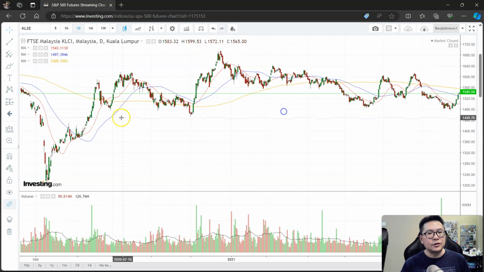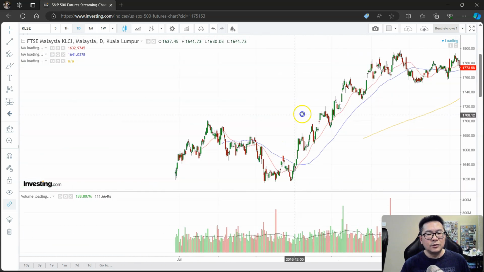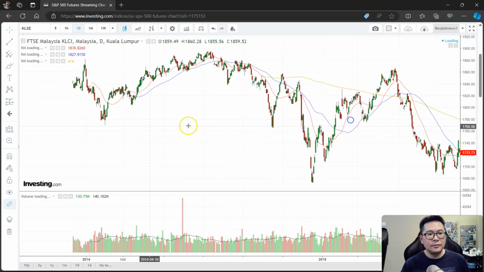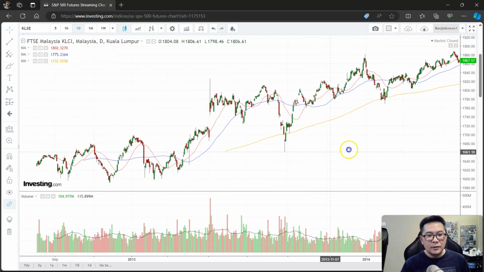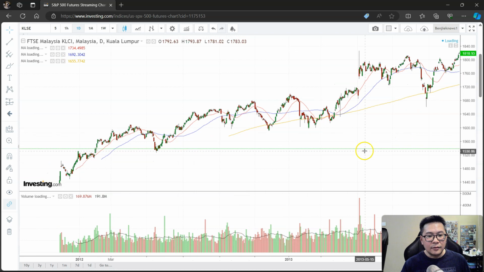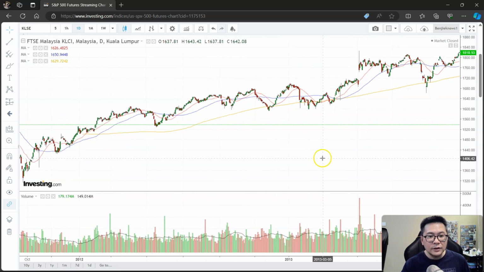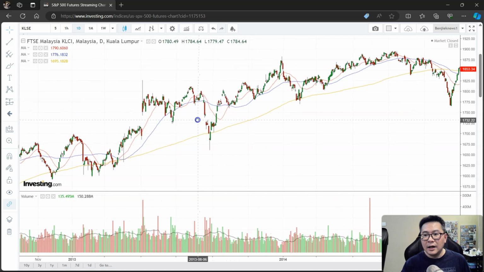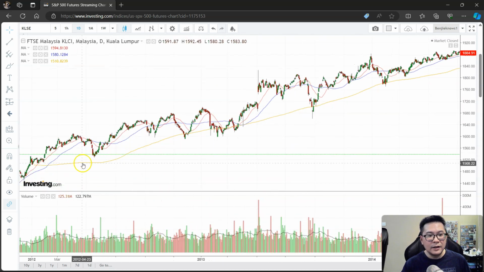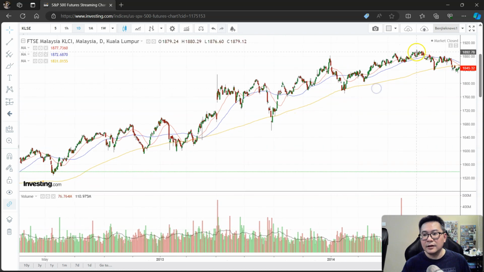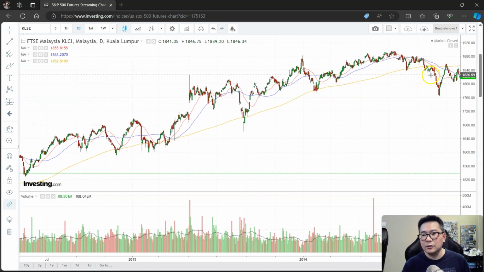Let me just go back to history, back to about 2000, and here, 2002 onwards, you can see that the KLCI is rising and the 200 MA is rising. This yellow line is the 200 MA, and you can see that when the index is above the rising 200 MA, it just keeps going higher and higher until it drops back below the 200 MA.